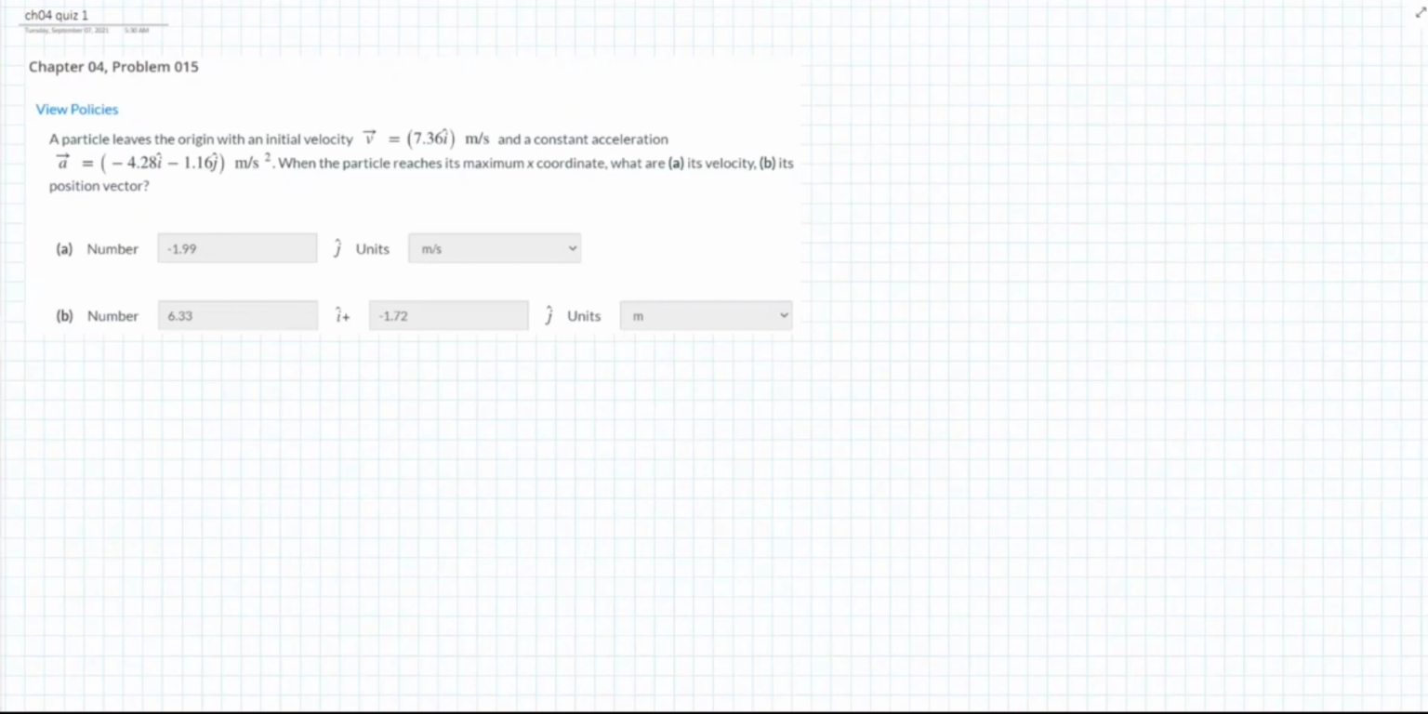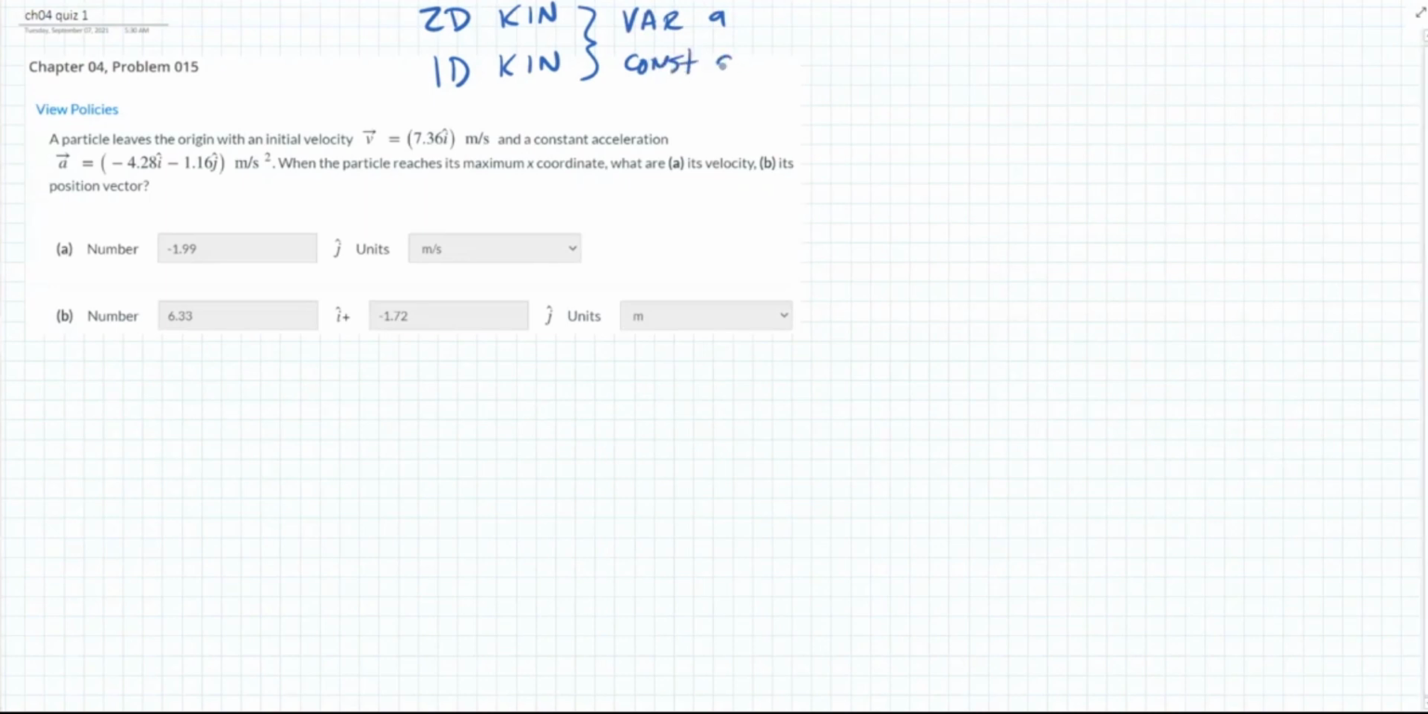What's the difference between chapter 4 and chapter 2? Chapter 4 is all about 2D kinematics, whereas chapter number 2 was all about one-dimensional kinematics. And you really can kind of boil these down into some basic categories. There's variable acceleration kinematics. There's constant acceleration kinematics.